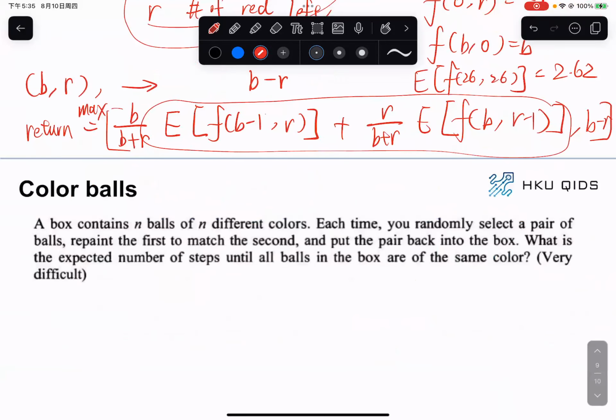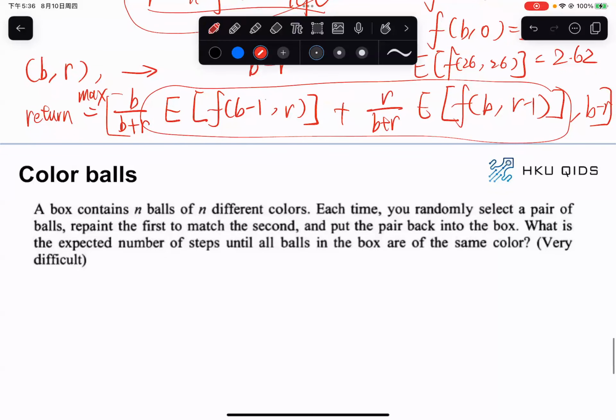But now, finally, we are going to have one more question, which is an advanced topic in dynamic programming. The question itself is quite simple. It's called color balls. So basically, a box contains n balls of n different colors. And each time you randomly select a pair of balls, repaint the first to match the second, and put the pair back into the box. And what is the expected number of steps until all balls in the box are of the same color?